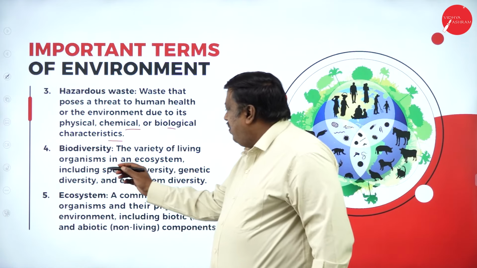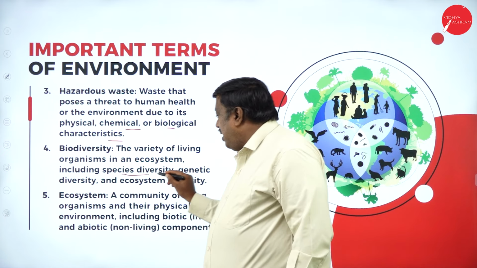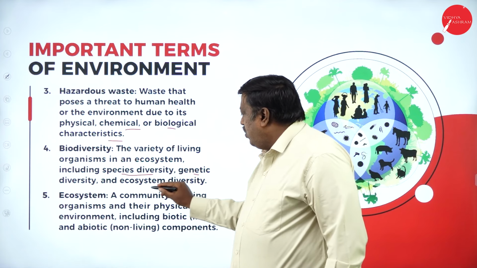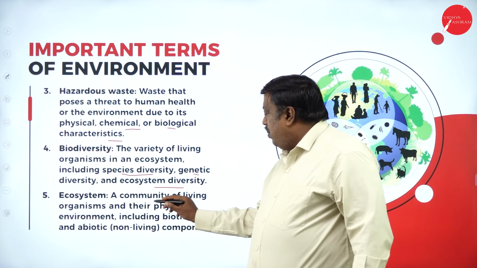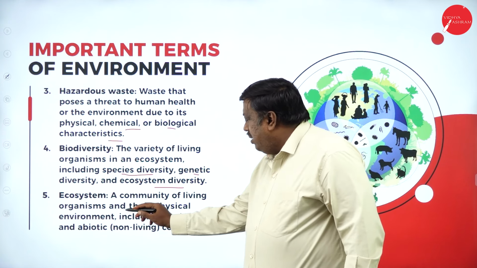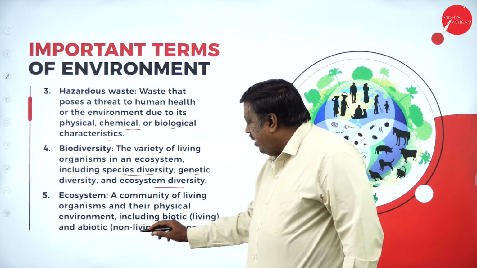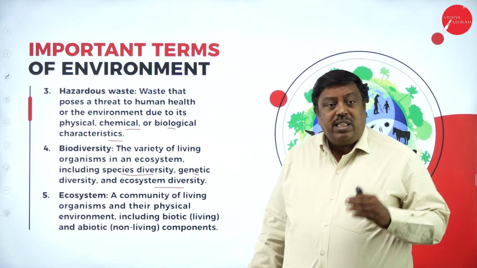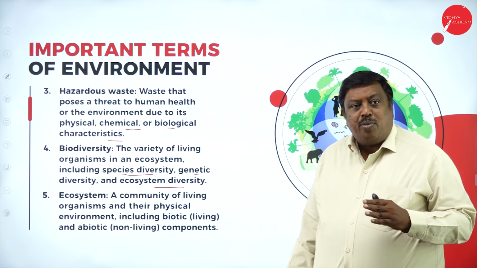Next, we have biodiversity: the variety of living organisms in an ecosystem, including species diversity, genetic diversity and ecosystem diversity. This has to be taken care of. Ecosystem: a community of living organisms and their physical environment, including biotic and non-living components also. We have to take both living and non-living things into account here, and they should be supported properly.